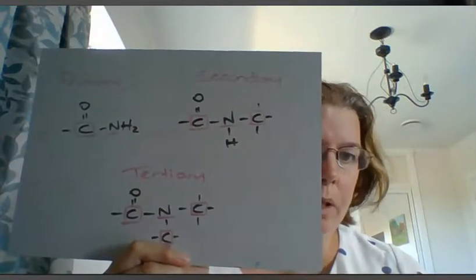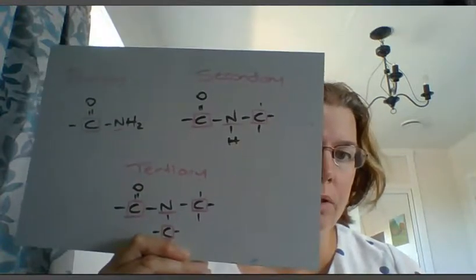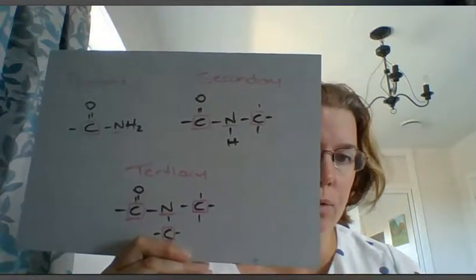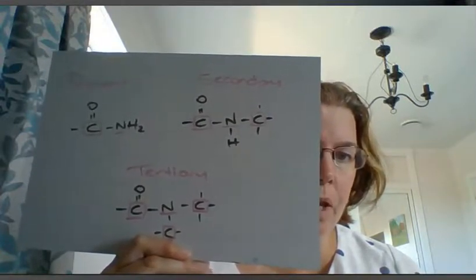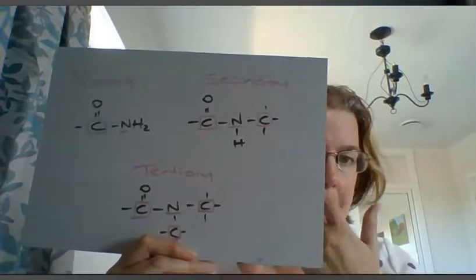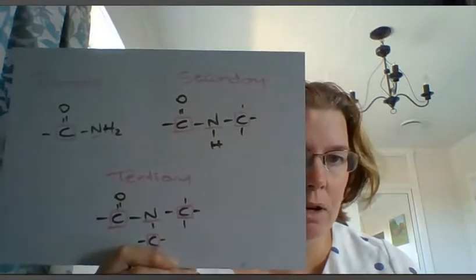The difference between them is that the primary has 2 hydrogens on the nitrogen, the secondary has 1 hydrogen and a carbon chain, and the tertiary has 2 carbon chains on the nitrogen. So when we determine whether it's primary, secondary or tertiary, what we're actually looking at is how many carbon chains are attached to that nitrogen.